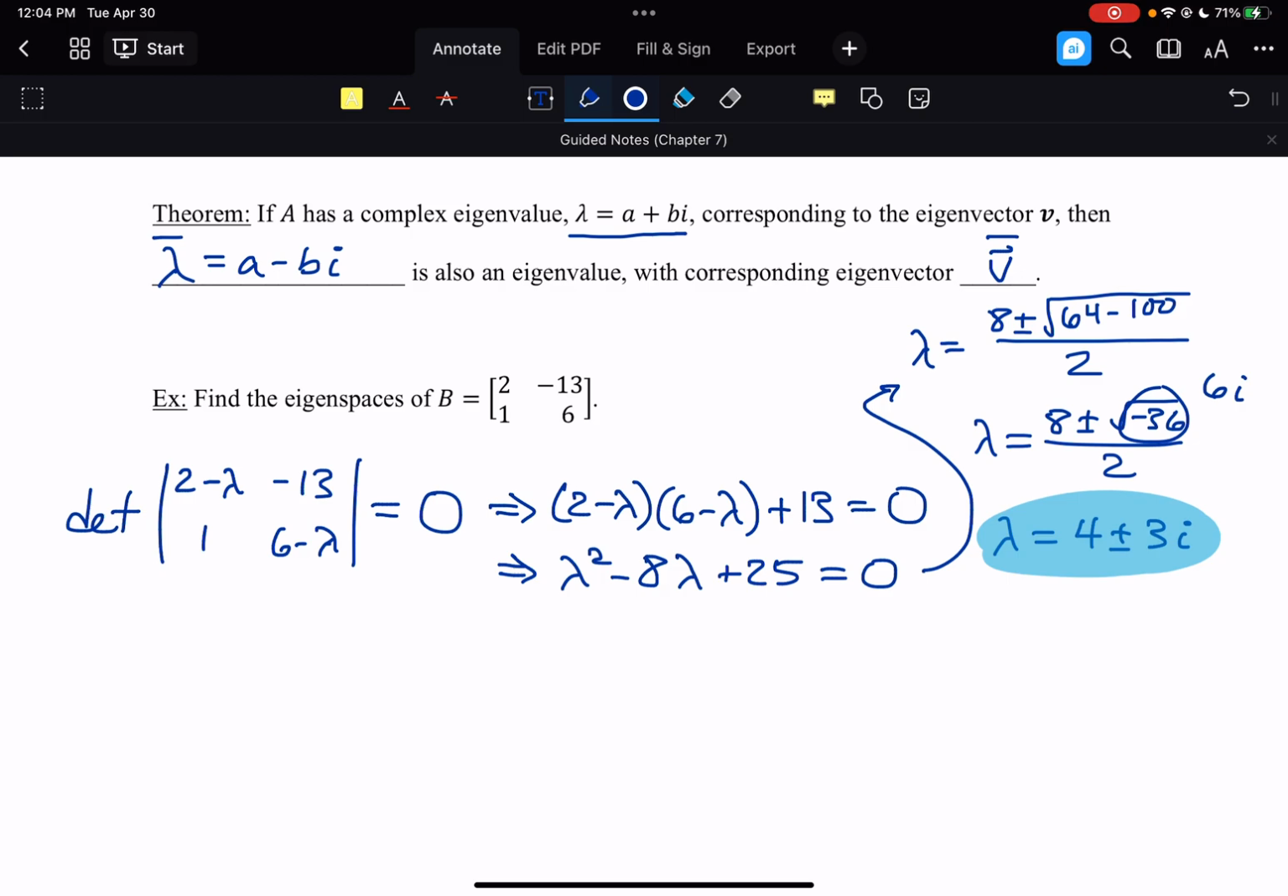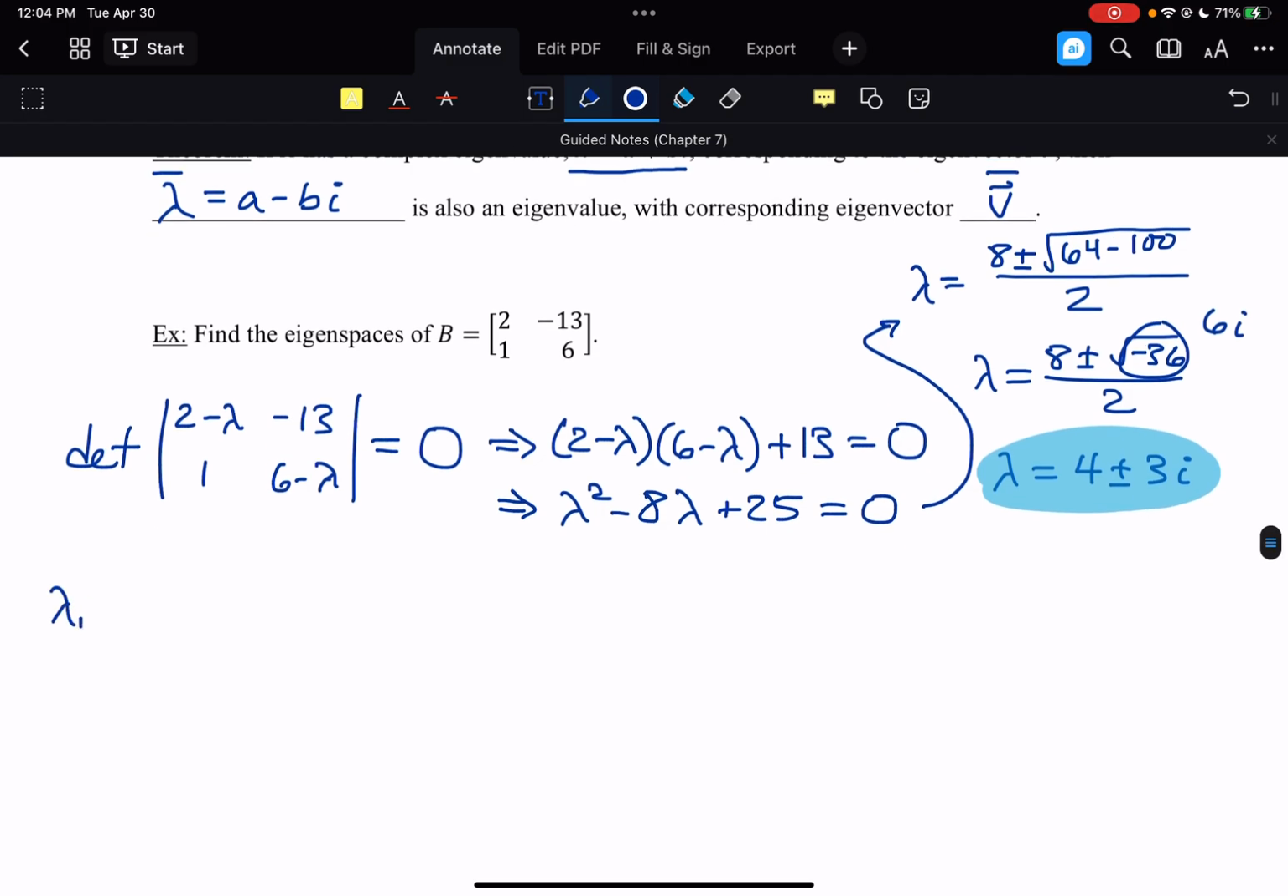So those are going to be our eigenvalues, the 4 plus 3i and the 4 minus 3i. So if we take lambda 1 to be 4 plus 3i, we're looking for the null space of this matrix subtracting off 4 plus 3i. So we get 2 minus 4, so negative 2 minus 3i, because it's being subtracted. Down here, we get 2 minus 3i. And then these stay the same, negative 13 and 1.